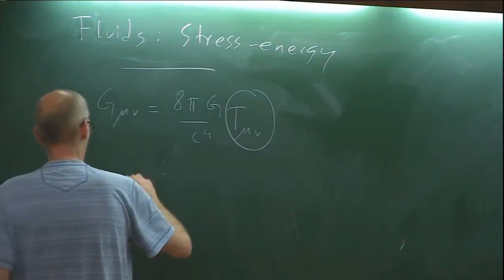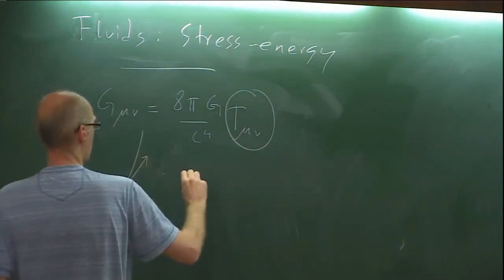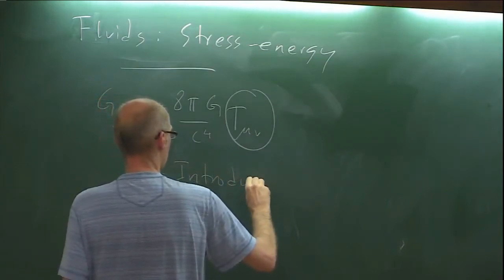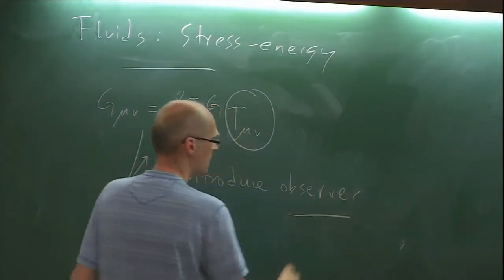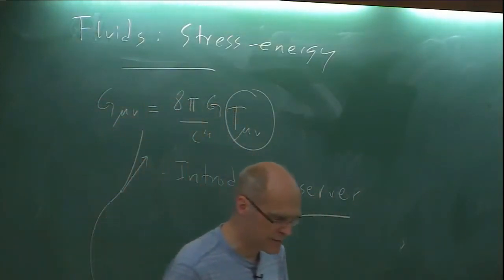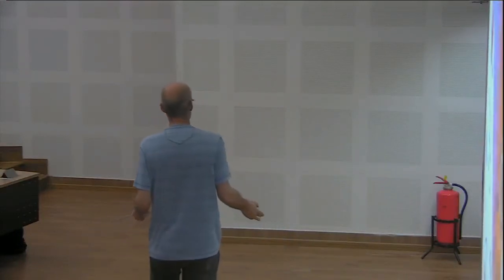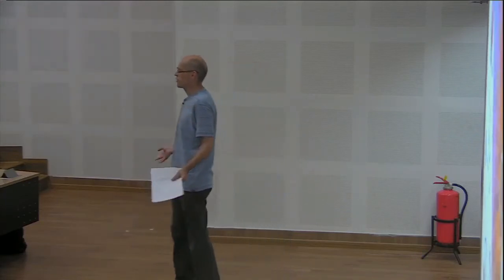So this problem always starts by introducing an observer. Because in order to explain what there is, we need to decide who measures what.